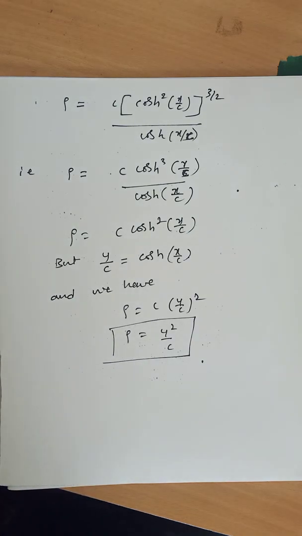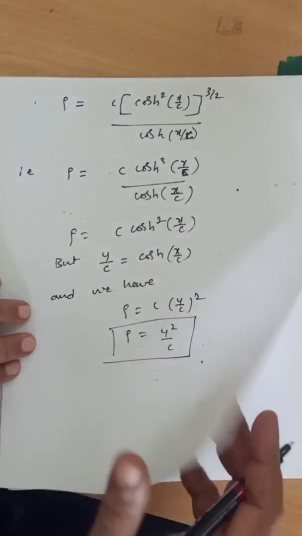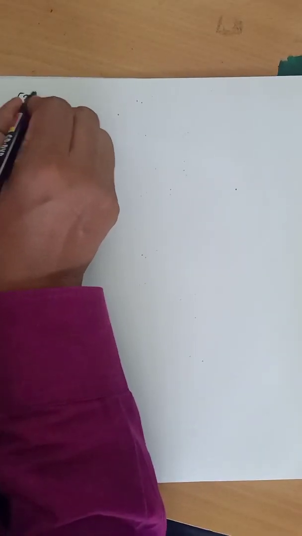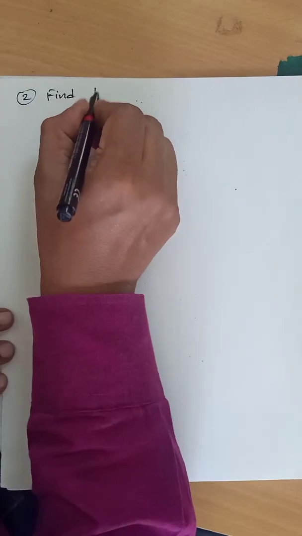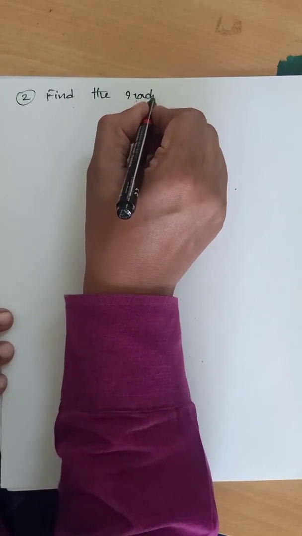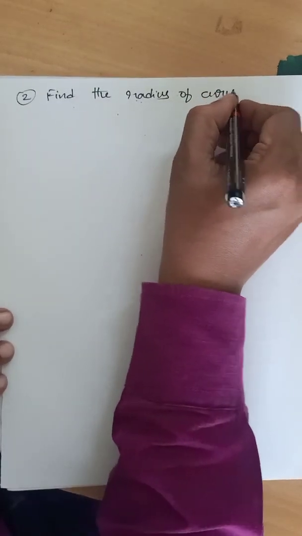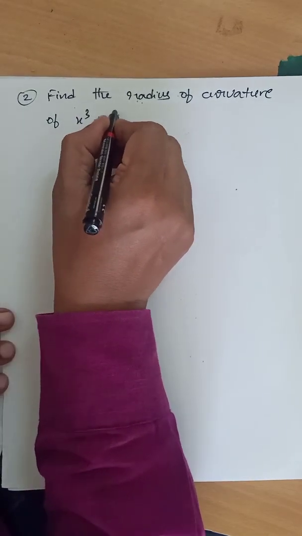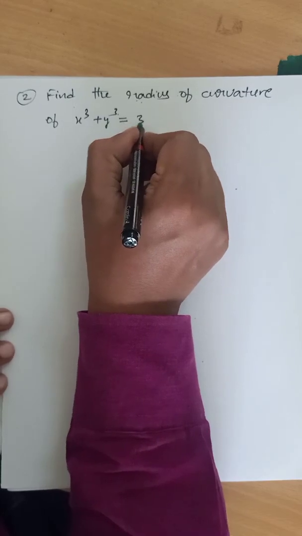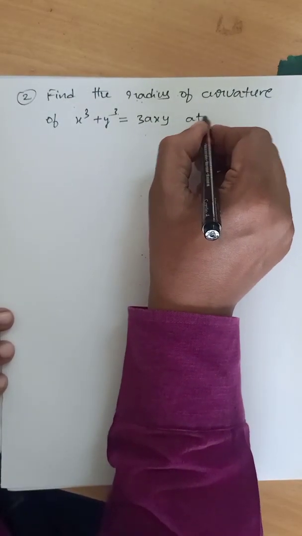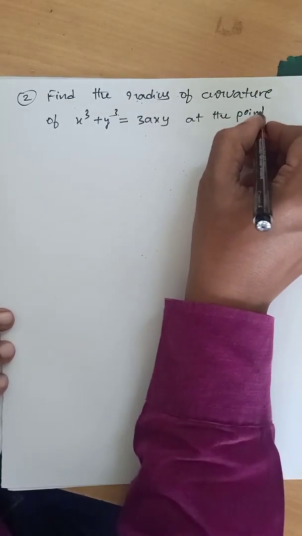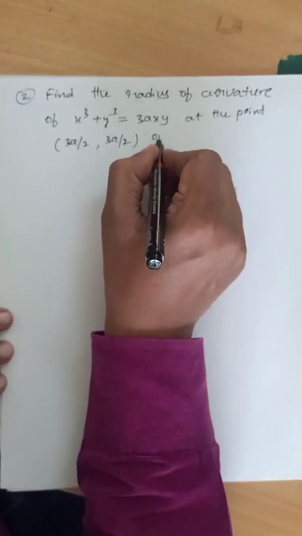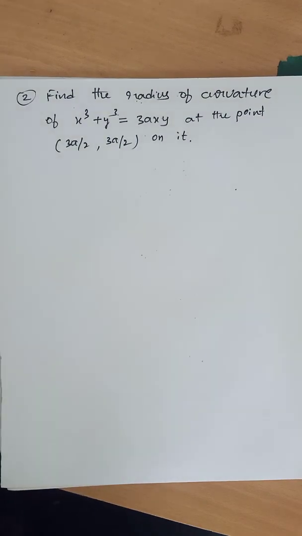Over. Next problem. Important. Find the radius of curvature of x cube plus y cube is equal to 3axy at the point 3a by 2 comma 3a by 2. Write on the question.